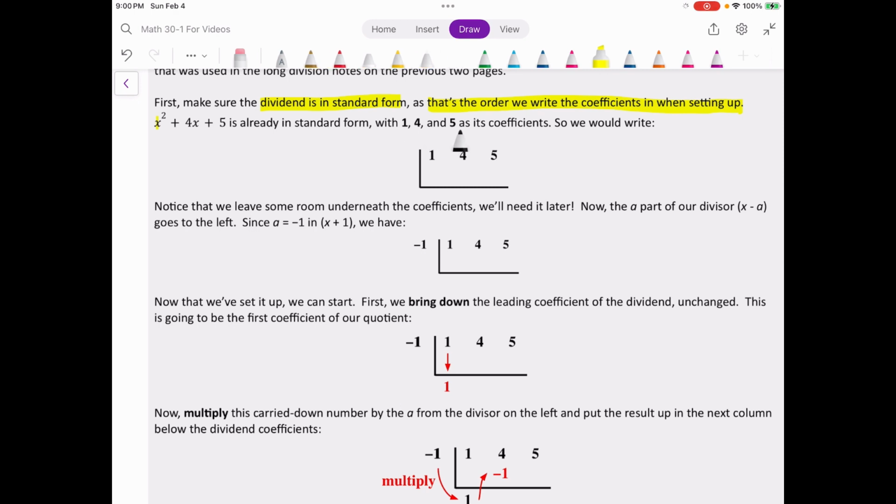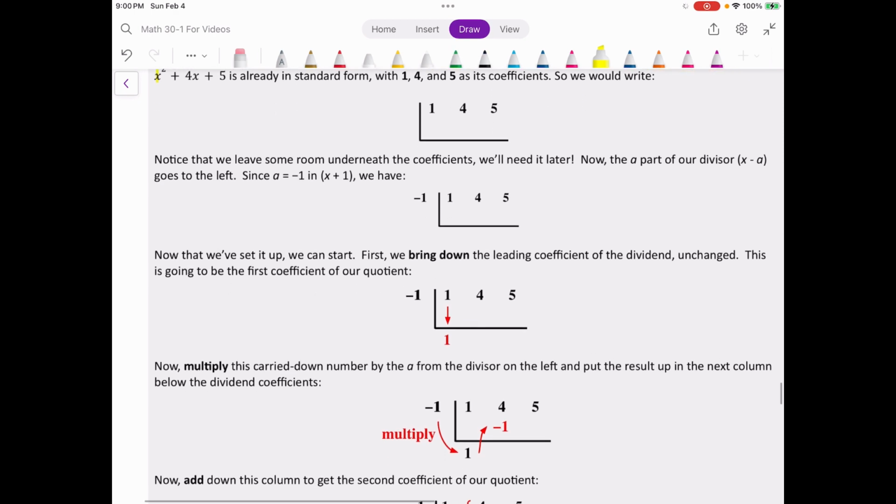What are our coefficients? 1, 4, and 5, okay? So for synthetic division, we're going to represent that as 1, 4, 5, just the coefficients, okay? Notice, for synthetic division, we leave some room underneath. We're going to need it later, okay?